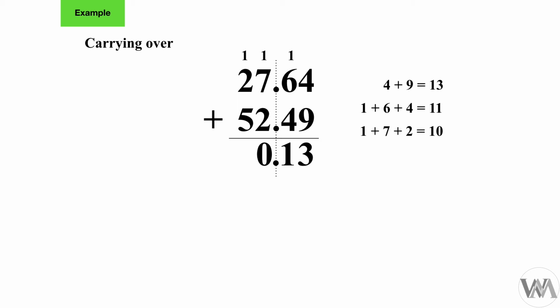And finally, we're at our last place value. 1 plus 2 plus 5, remembering to add that 1 again, equals 8. Writing our answer. So our final answer here, 27.64 plus 52.49 equals 80.13. An easy way to not constantly have to think about place values and how it works. So once you get familiar with the basics, then you can apply this much quicker way of doing column addition and subtraction.